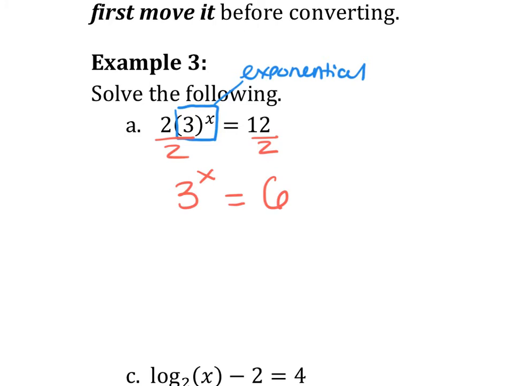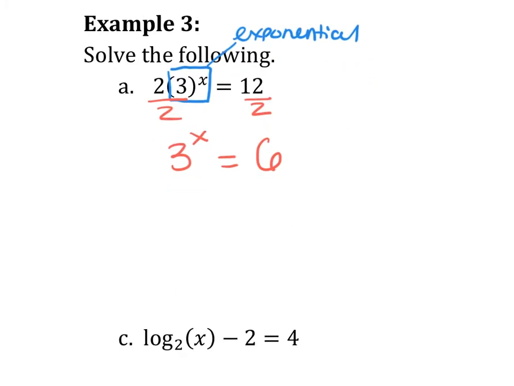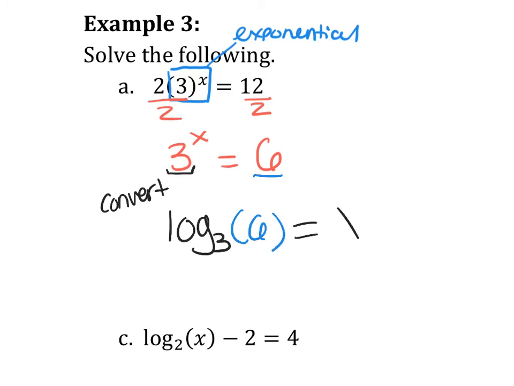So do we know 3 to some power equals 6? Do we know any exponent that x could be that it would get a 6? No, because 3 to the first is 3, 3 to the second is 9. We missed 6. Okay, so that means now we can try converting. So we have it in exponential form. We're going to try to convert it to log form, see if that will help us. So the base of our exponential becomes the base of our log. So we have log base 3 of 6 equals x.